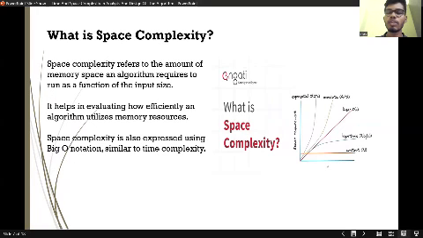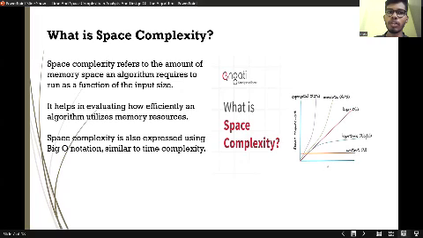Next, move on to the space complexity. What is space complexity? In the time complexity, we have three types: big O notation, big omega notation, as well as big theta notation. Those notations are very much used while finding the time complexities, which are quadratic, log, linear, logarithmic, all those lines. Next, move on to the space complexity.